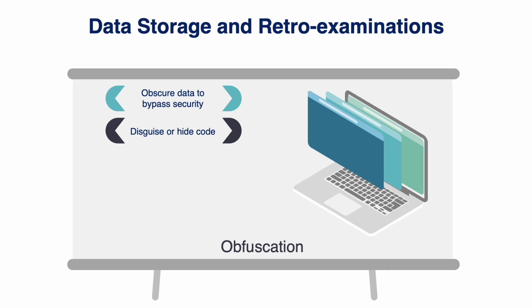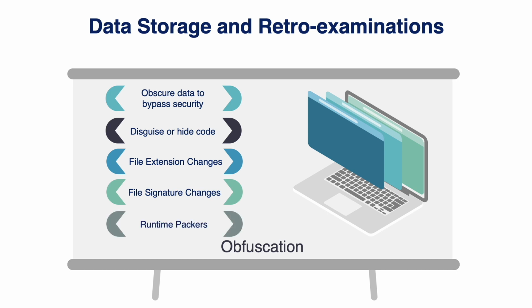File extension changes. This process will hide executable files as files which are usually harmless, such as hiding an executable file as a JPEG. File signature changes in the hex, where details about the code can be added or removed. And runtime packers, which package the code in a manner that is hard to read and detect.